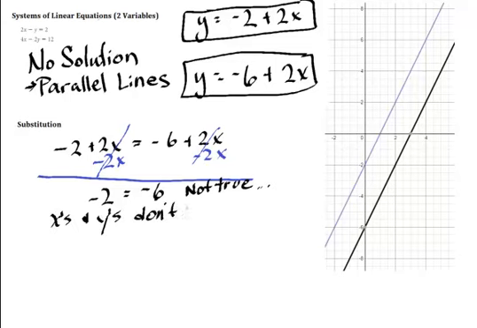So what happens when you have parallel lines and you haven't graphed it and you're using the substitution method, you will end up with something that is not true. When you end up with something that is not true, you say, this isn't true, will never be true, there's no solution. So let's look at what happens when we use the elimination method.